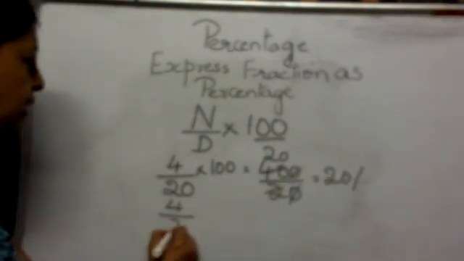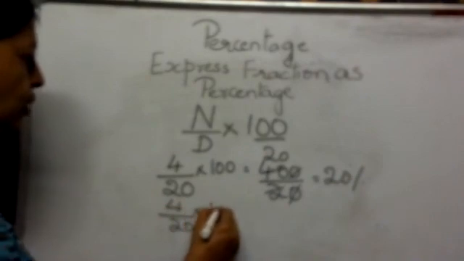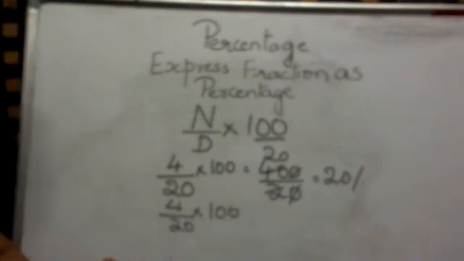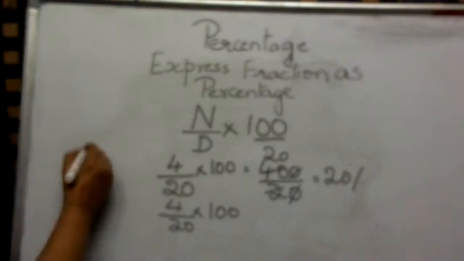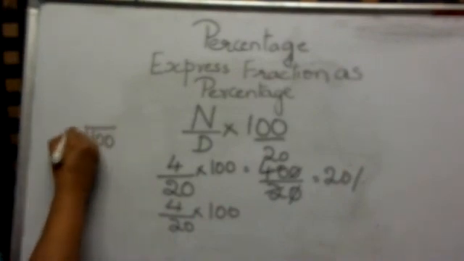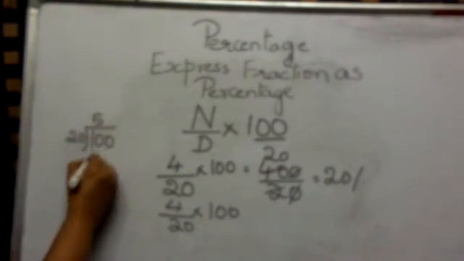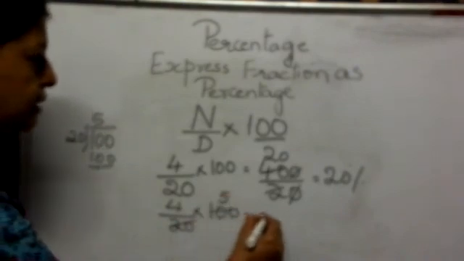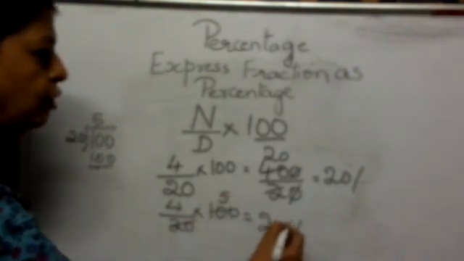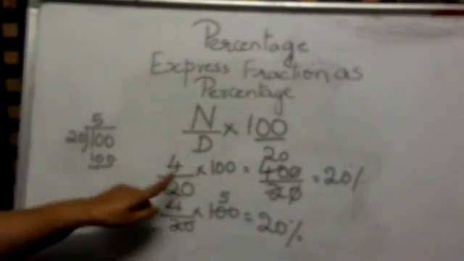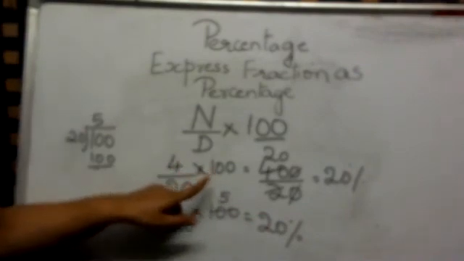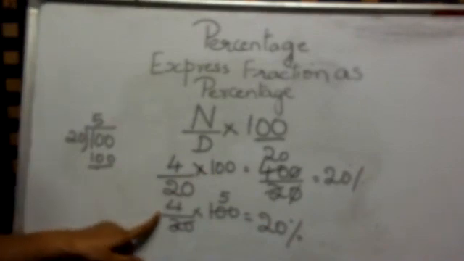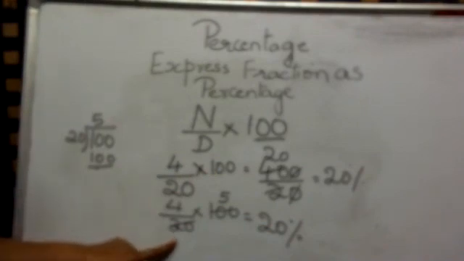Or you can do another method. 4 by 20 into 100. So 20, 100 divided by 20. If you don't know, take it to the side. 25s are 100. And you get 5, and 5 fours are 20. So whichever method you want to follow, children, you can follow. Because this multiplication sign is there, you can multiply first and then divide, or use the denominator to divide. I hope this expressing fraction as percentage is clear to you. Thank you, children.